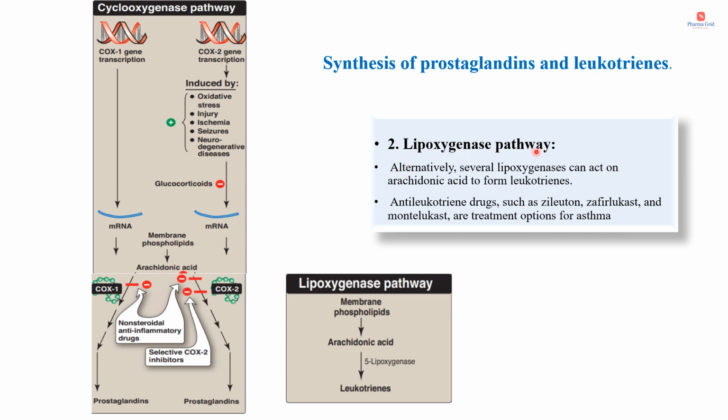And the next one is the lipoxygenase pathway. Alternatively, several lipoxygenases can act on arachidonic acid to form the leukotrienes. So anti-leukotriene drugs such as Zileuton, Zafirlukast and Montelukast are the treatment options for asthma. This is the lipoxygenase pathway. From the membrane phospholipids, arachidonic acid is generated, and from arachidonic acid, by the action of the 5-lipoxygenase enzyme, leukotrienes are formed.